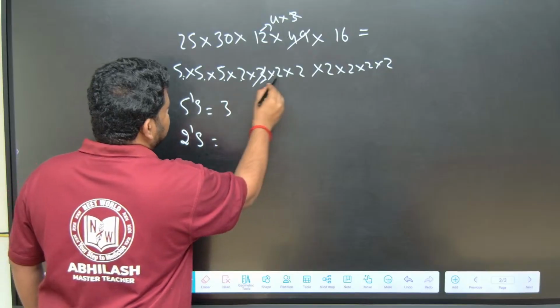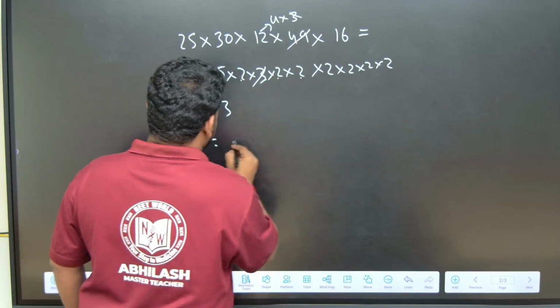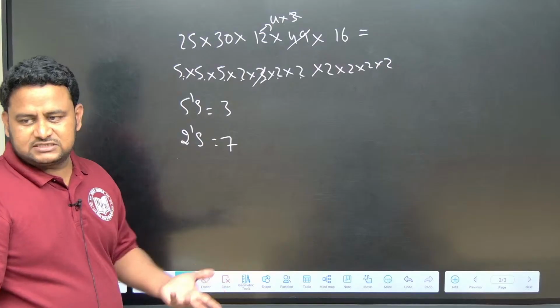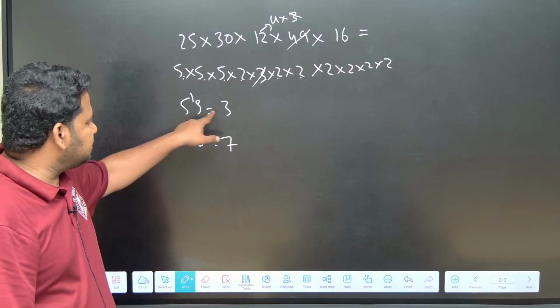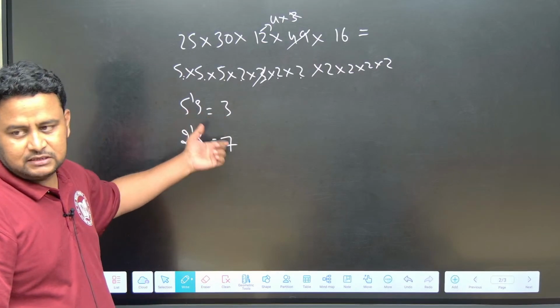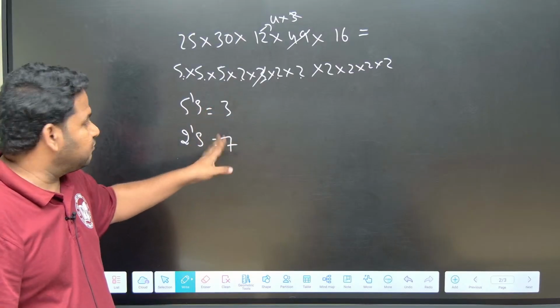How many 2's are there? 1, 2, 3, 4, 5, 6, 7. There are 7 2's. But are the extra 5's of any use to me? No. Only these 3 5's and these 3 2's will help me. The extra 4 5's are no help. Okay, the 4 extra 2's are no help.